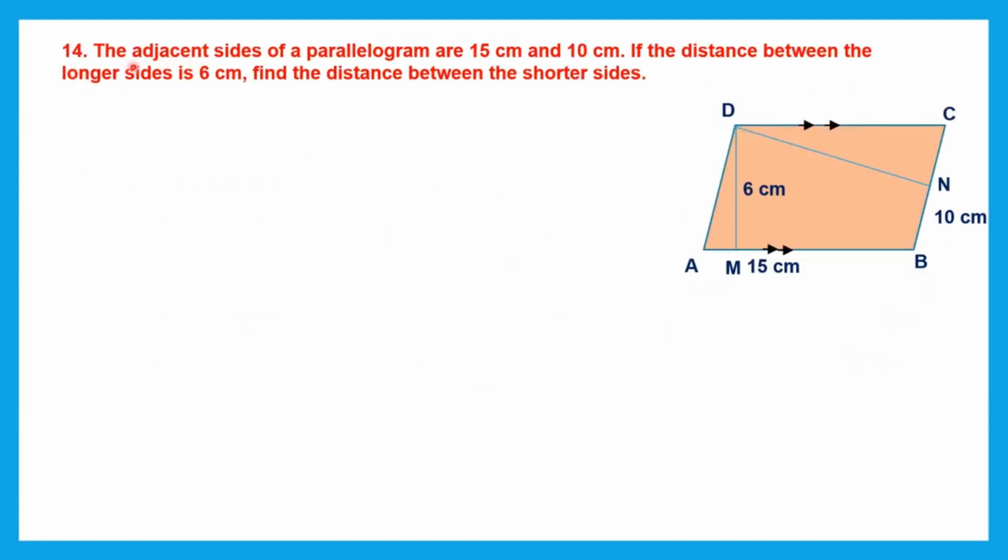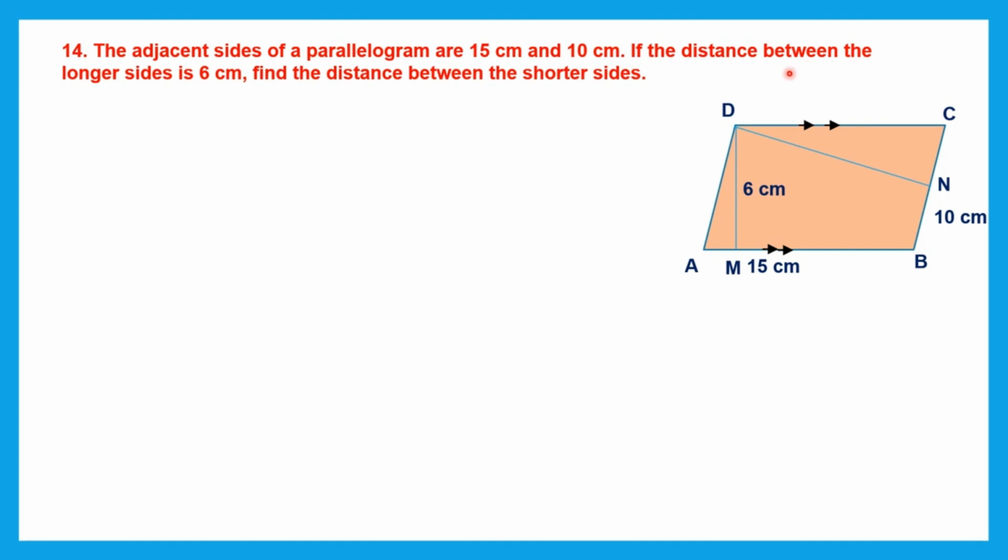Question 14. The adjacent sides of a parallelogram are 15 centimeters and 10 centimeters. So we have a parallelogram. Adjacent means sides next to each other, like this and this, not the opposite sides. Sides next to each other. So here we have this side is 15 centimeters and this side is 10 centimeters. The adjacent sides are given to us.